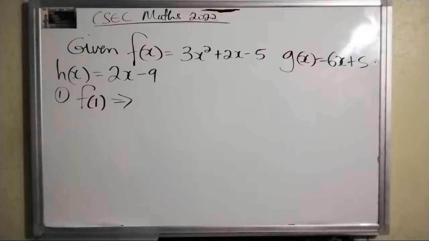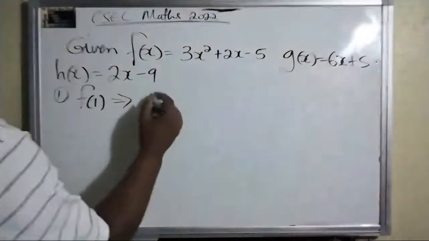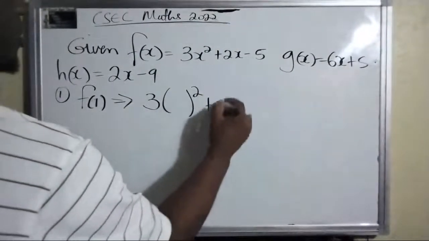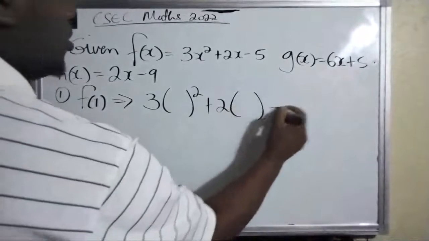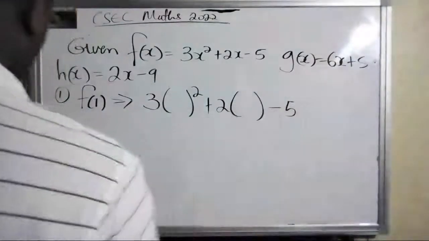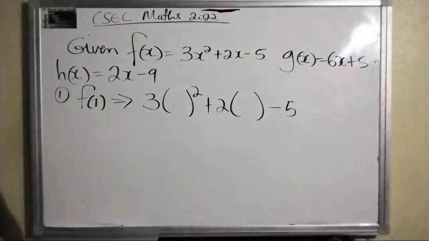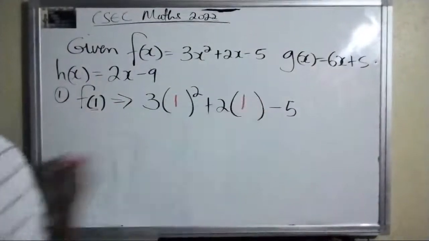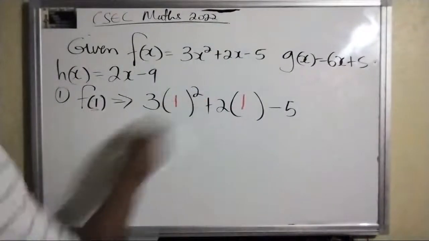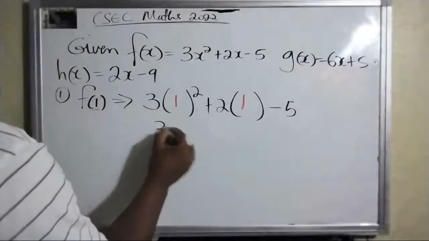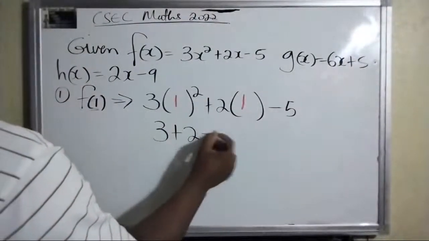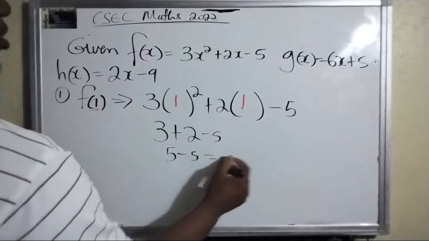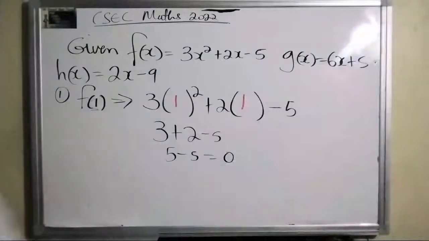Alright, so let's go. F1. So how do we replace the same thing? Replace 1. Let's go. So x is 1. So we replace x with 1. Same thing. 1 times 1 is 1. So 3 ones, 3 plus 2 minus 5. So that gives us 5 minus 5. So that will be 0. Alright.